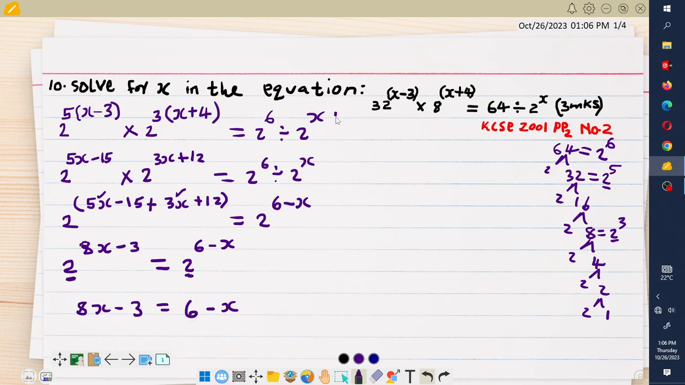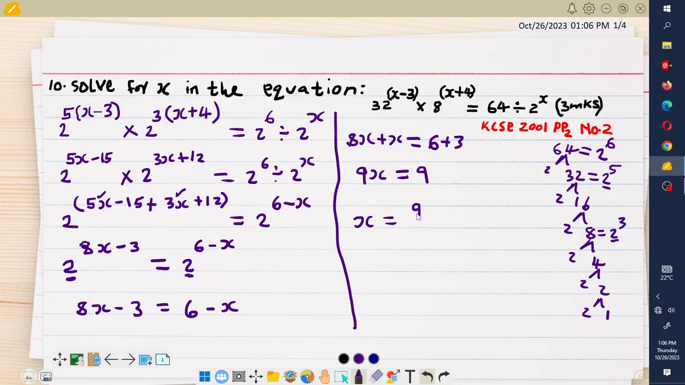Then of course after that, I'm also going to combine the like terms. So I'm going to have 8x. Then of course, if x moves to the left hand side, it will be a positive x. So this is equal to, on the other side I have a positive 6. If 3 moves to the right hand side, it becomes a positive 3. So this will give me 8x plus x. You are going to get 9x. So this is equal to 6 plus 3. You'll still get 9. Therefore, the value of x will be equal to 9 divided by 9. Therefore, x will actually be equal to 1.